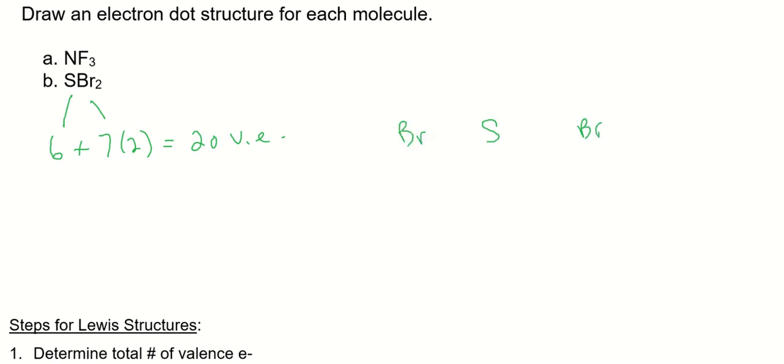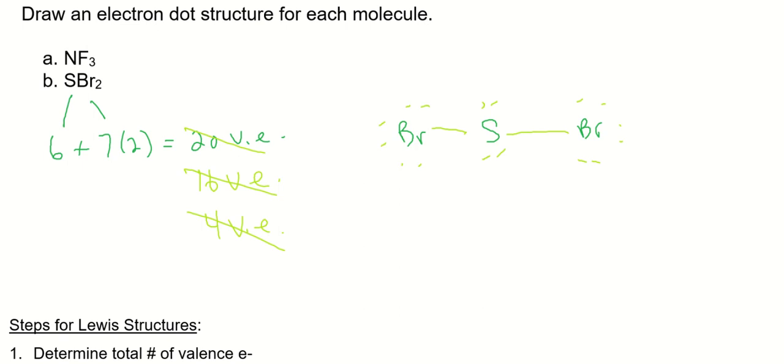Let's draw a bonding pair connecting the terminal to the central atoms. That's going to eat up 4 of our electrons, and we're down to 16 valence electrons. Now let's give the terminal atoms the octet by placing 6 valence electrons around each of the bromines. So that used up 12. We're down to 4 valence electrons, and those will go around the central atom, the sulfur.